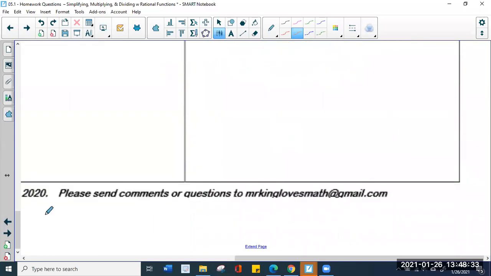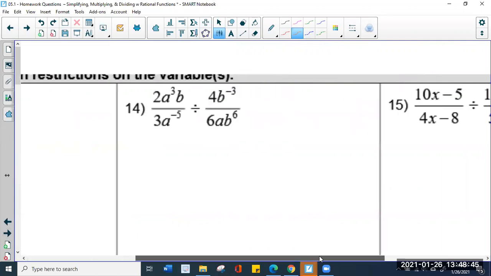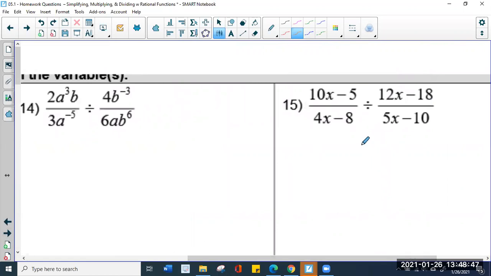Okay, so the next thing is on the back. We start to do division here. Okay, so division is the whole keep, change, flip. So once you do the first couple problems, we're going to keep, we're going to change, we're going to flip, so nothing changes. Same thing here, same thing. Hey, look, GCFs. So it becomes very routine.